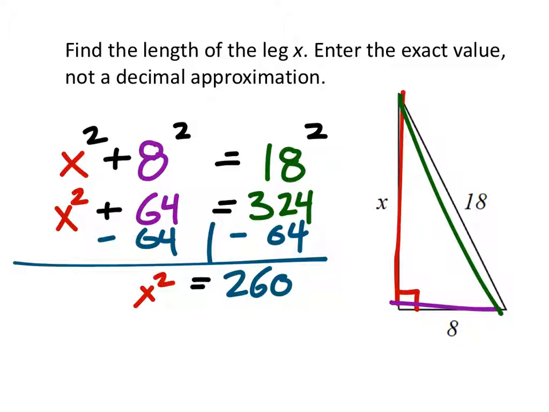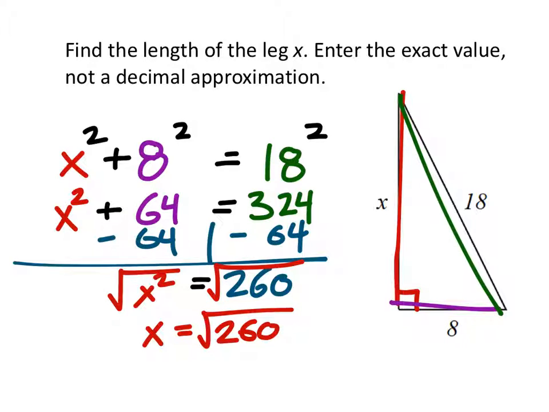And to solve this now, because we want the leg there, we're going to square root both sides. So that gives me just the length of the leg, which would be the square root of 260. Now we do have to be careful though, because 260 is a kind of a large number right there. So I just want to see and make sure there's no perfect squares in its factoring, okay?